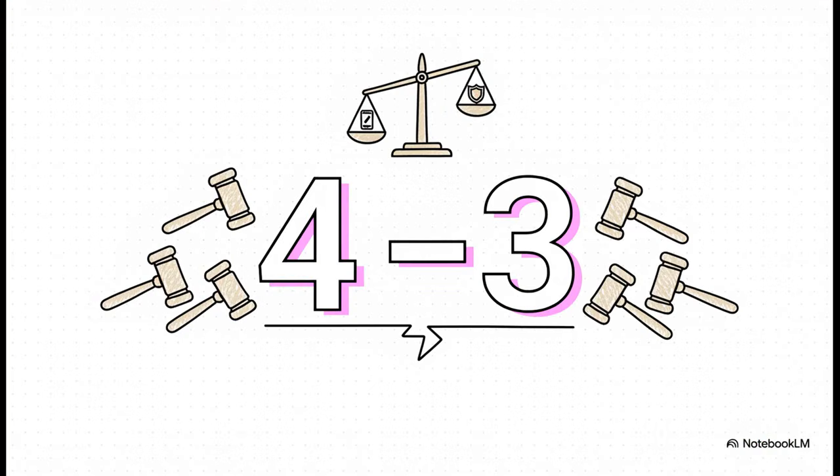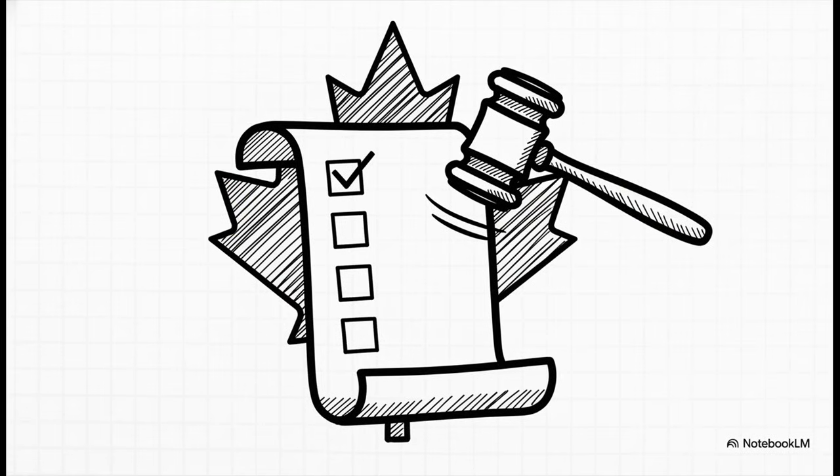And get this, the final decision was razor thin. It split the Supreme Court 4-3. And by that tiny, little margin, the majority's yes but approach won the day. Their 4-part test is now the law of the land for any cell phone search during an arrest in Canada.